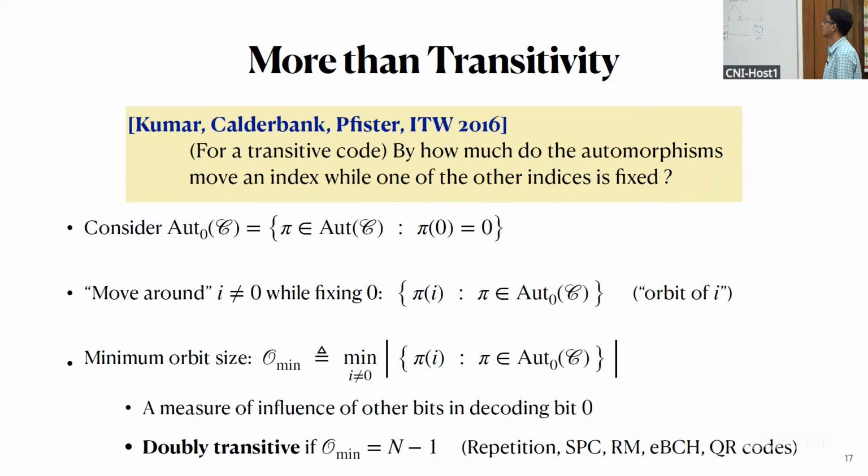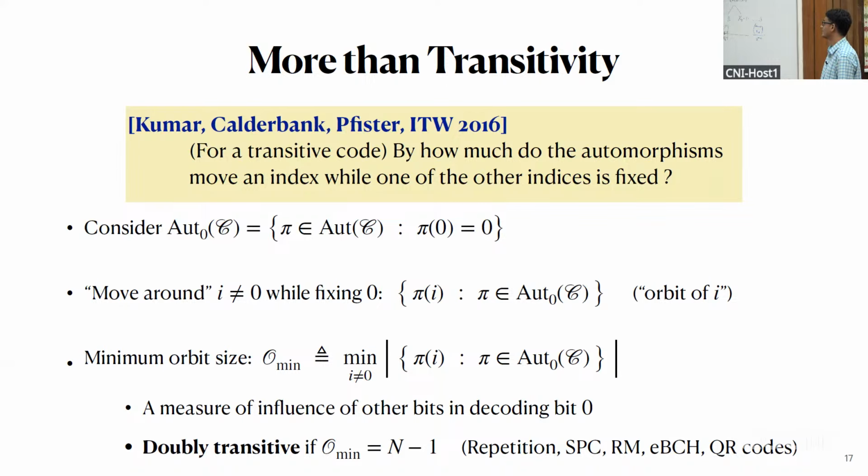So what you do here is, let's say you start with a transitive code, you fix one of the bit positions that you like. Let's say the 0th position, you fix it. Now you pick any other position that you want. You look at all the automorphisms which fix this position, and then you keep moving around this bit position to wherever possible. So how much can you move around the other bit position while keeping one of the bit positions fixed? That is given by this subgroup of automorphisms. So these are all automorphisms which fix the 0th position, and then you try to move around the ith position, however much you can.